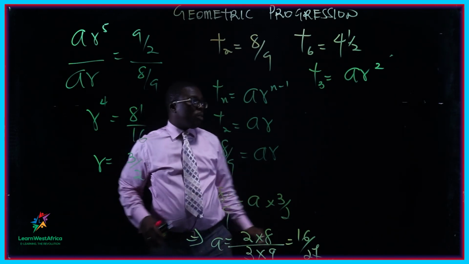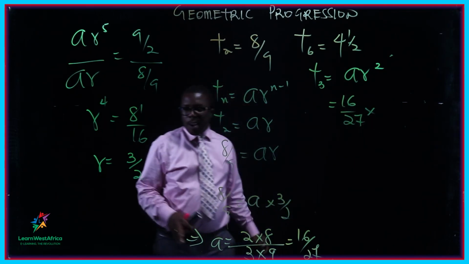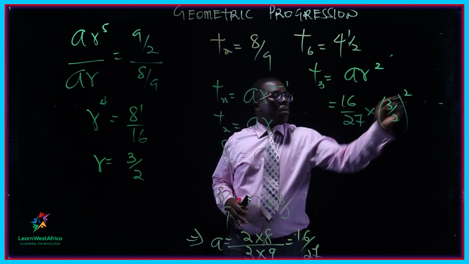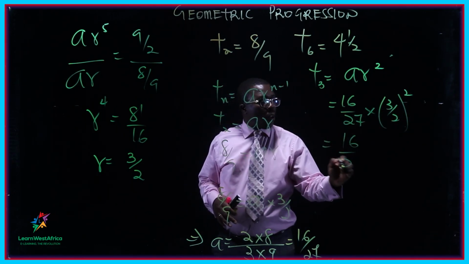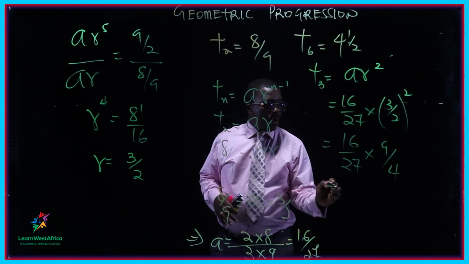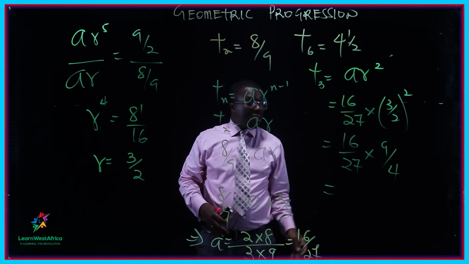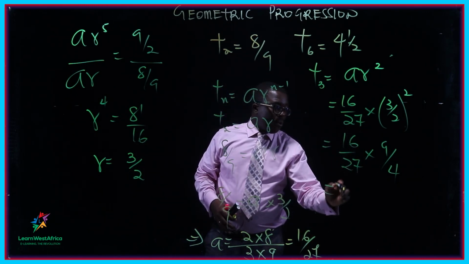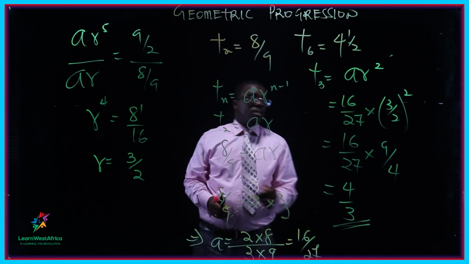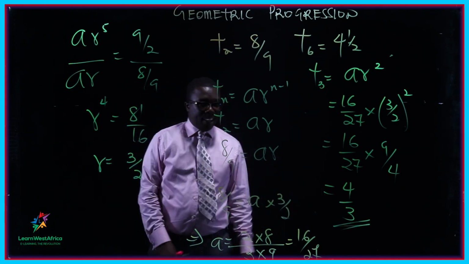And we know our A to be 16 over 27. So 16 over 27 times our R is 3 over 2. So we get 16 over 27 times 9 over 4. Right? So what do we get? Basic simplification. Our 4 can go into the 16, 4, 4, 16. Then our 9 will go there, 3. Yes. That's our third term. Our third term should give us 4 over 3.